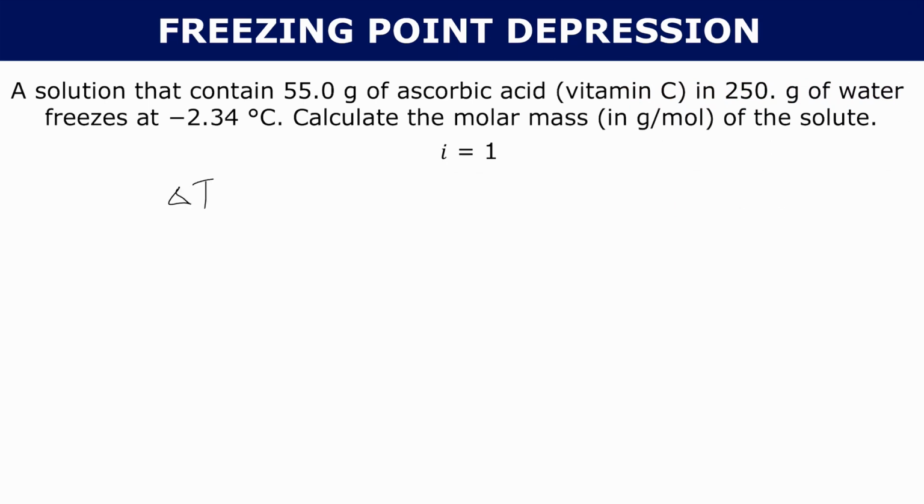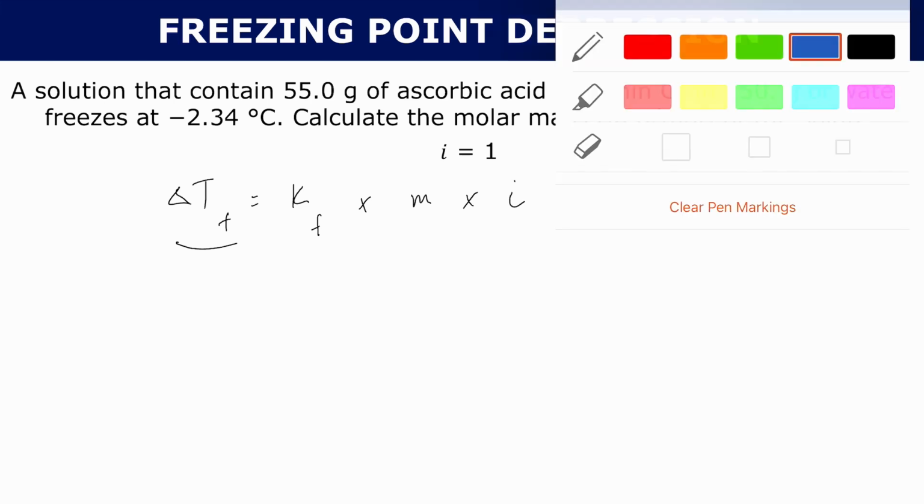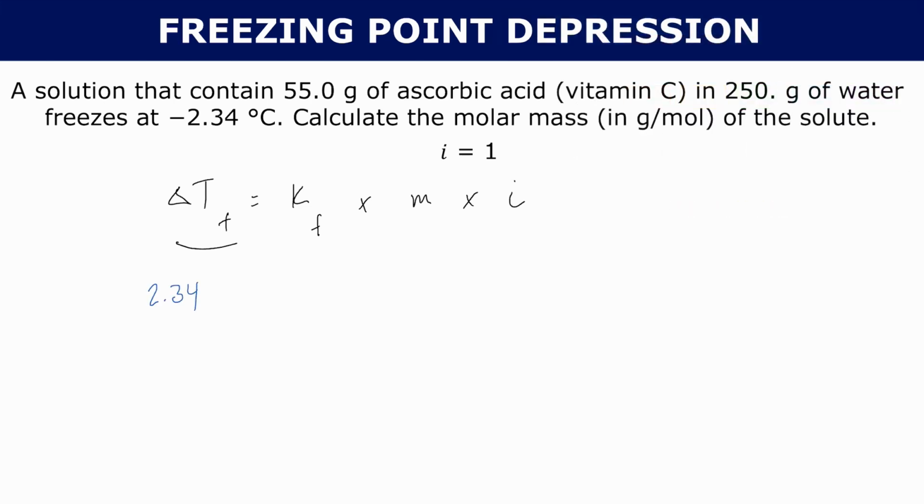We know that the change in TF is going to equal KF times the molality times the Van't Hoff factor. Now, which of these values are we given? Well, we're given the change in TF, and it's going to be 2.34 degrees Celsius. The reason we know this is because we're told that it freezes at negative 2.34 degrees Celsius. Water usually freezes at 0 degrees Celsius, so the fact that it's 2.34 degrees below that means our change in TF is 2.34 degrees Celsius.